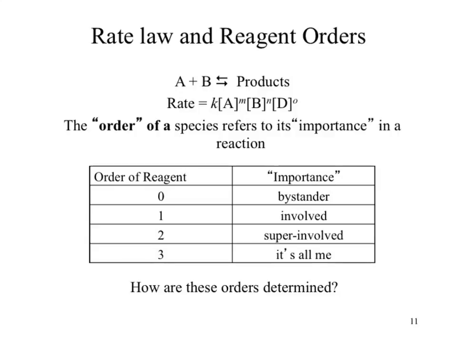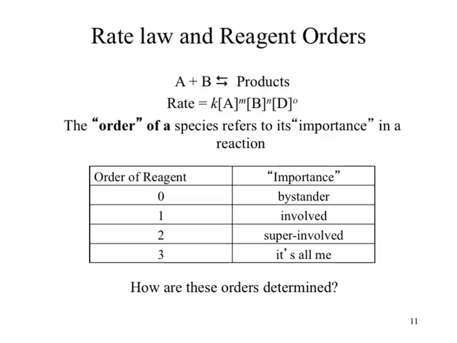And 3, it shifts to now being it's all me. Why? It runs the show. Why does it run the show? Because it's exponential upon exponential. Think about the chemistry that has to happen here. These refer back to our reaction and saying how many are involved in our slowest step of our reaction.